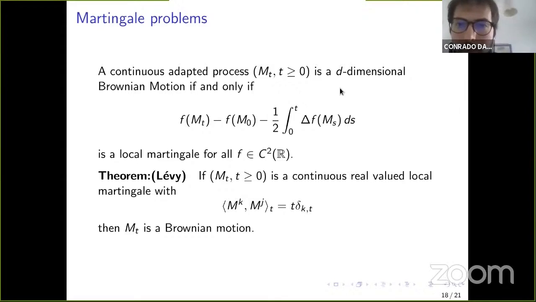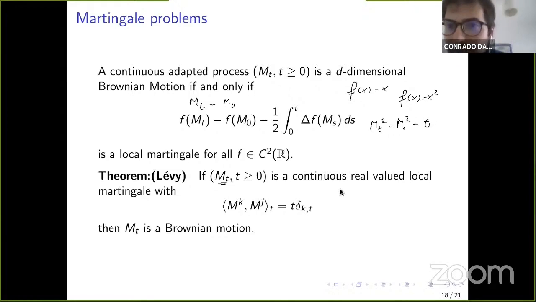So just to complete the relation, let's take f of x equals x. What this gives us is that M of t minus M of 0 is a local martingale. The second derivative of this function here is 0, right? So M of t minus M of 0 is a local martingale, so the process M_t itself is a local martingale. More, if we take f of x equals x squared, then what we find is that M_t squared minus M_0 squared minus t is a local martingale. And this means that the process is a Brownian motion because we can apply the Lévy theorem.